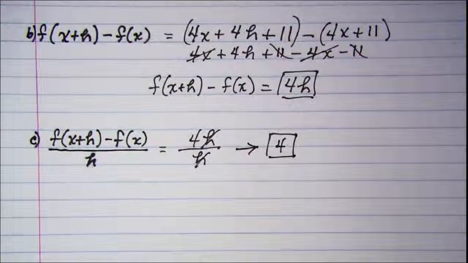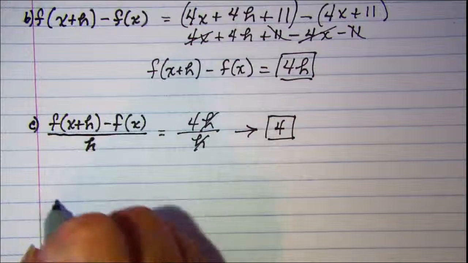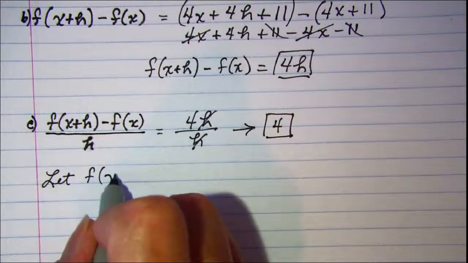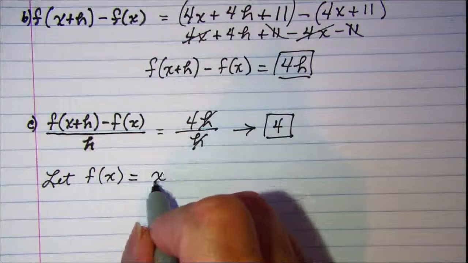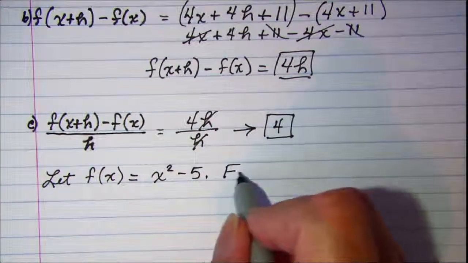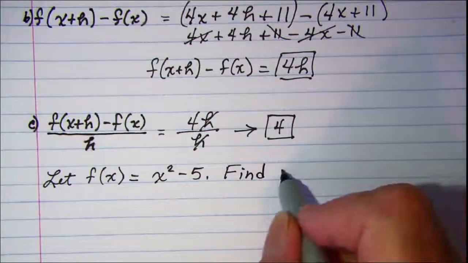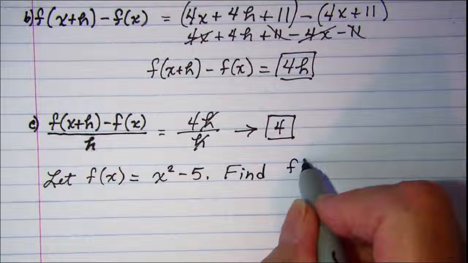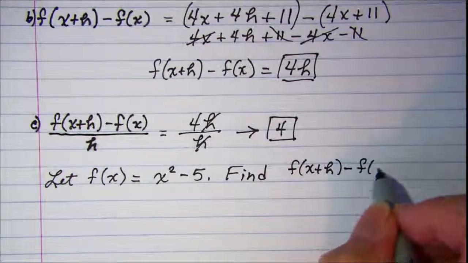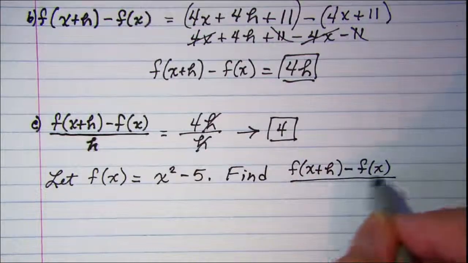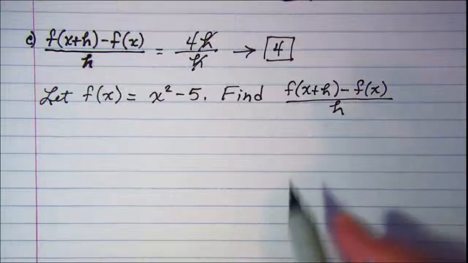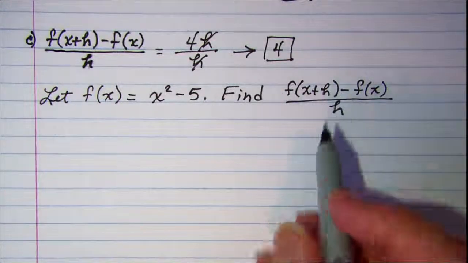So let's do another example. We'll let f of x equal x squared minus 5, and we want to find the difference quotient. So f of x plus h minus f of x divided by h. Okay, so let's find f of x plus h first.